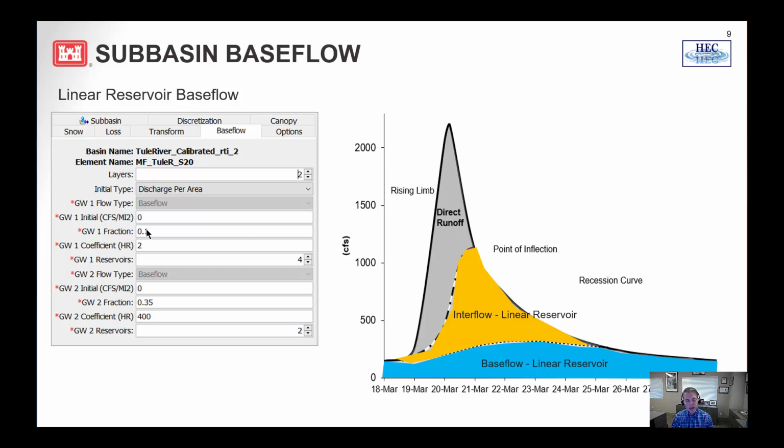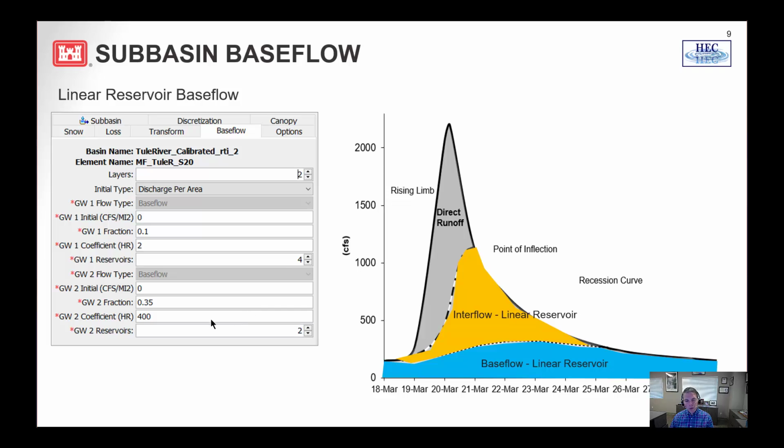And then events that happen when the watershed is relatively dry, those groundwater fractions are going to be fairly consistent from event to event. Your groundwater 1 coefficient and groundwater 2 coefficient are very similar to the Clark storage coefficient. So what I usually tell folks is, go ahead and set the groundwater 1 coefficient to exactly equal your Clark storage coefficient, and then set the number of groundwater 1 reservoirs in series to 3, 4, or 5. You can set that through calibrating the model to a couple of historical events.